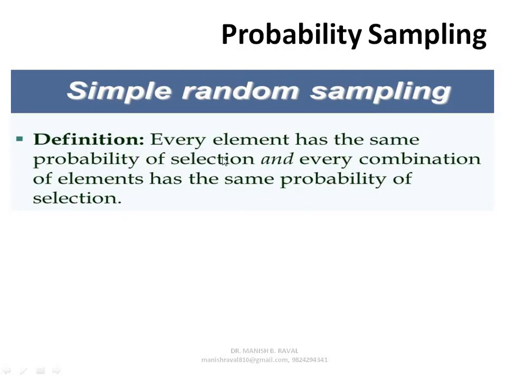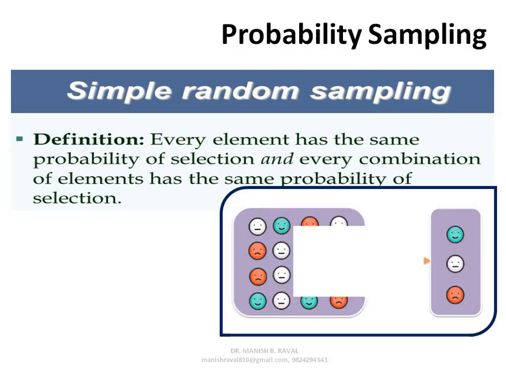We do not use any scientific technique here, but every element has the same probability of selection, and every combination of element has the same probability of selection. Every element is given the same probability, everyone has the same or equal chance of being selected in the sample. So this is known as simple random sampling.